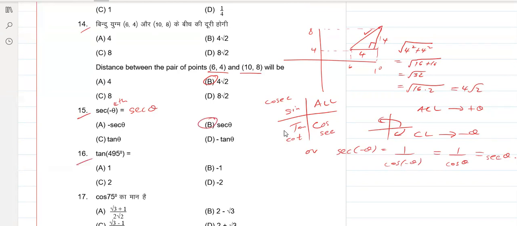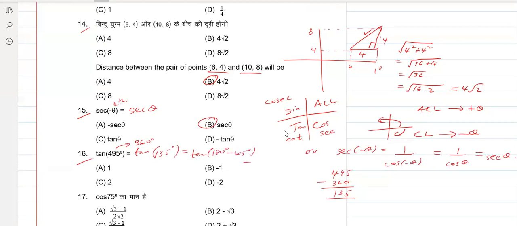Right. Number 16, tan of 495 degrees. To find tan of 495 degrees, we can just take away one revolution. So take away 360 degrees: 495 minus 360 degrees is 135 degrees. Right, so 135 degrees can be written as tan of 180 minus 45 degrees.